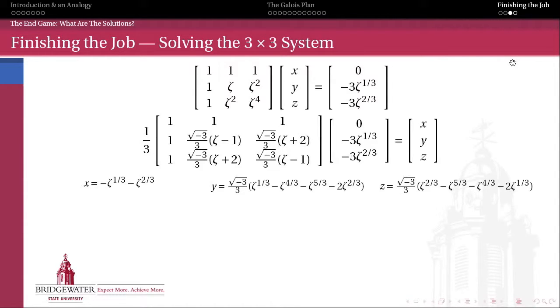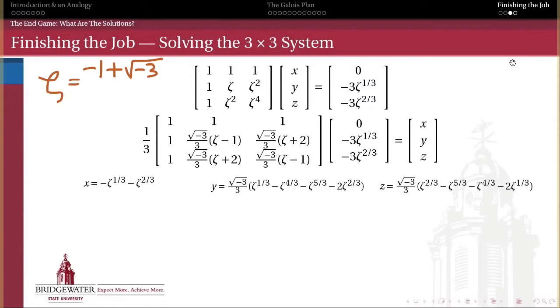And then after all the dust settles here, we find out that x, y, and z have the forms that you can see on the screen right here. And again, don't forget in this whole process, what is zeta? Zeta is negative 1 plus the square root of negative 3 all over 2. So what you see in these examples is that for instance, in x, we're taking the cube root of minus zeta, so maybe I'll have 1 minus the square root of minus 3 over 2, and then I'm subtracting the cube root of that same thing squared.